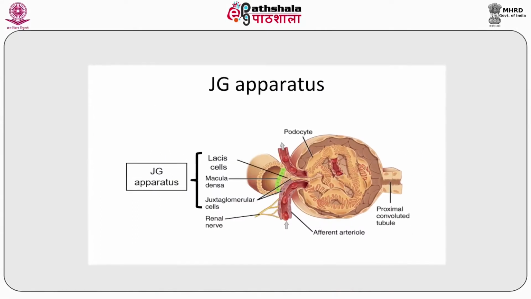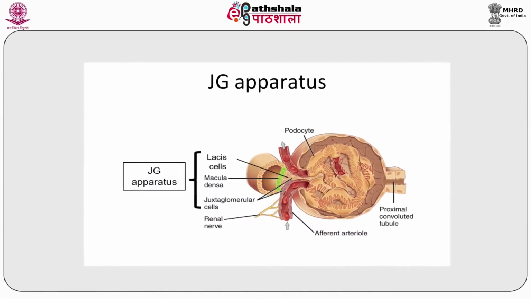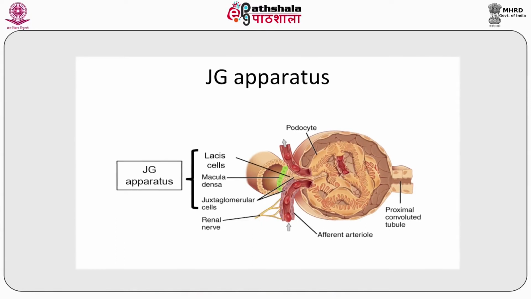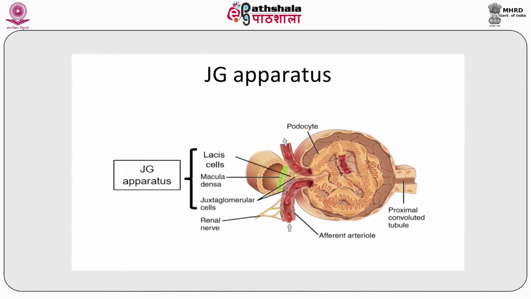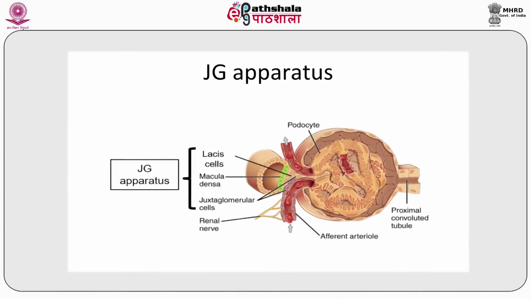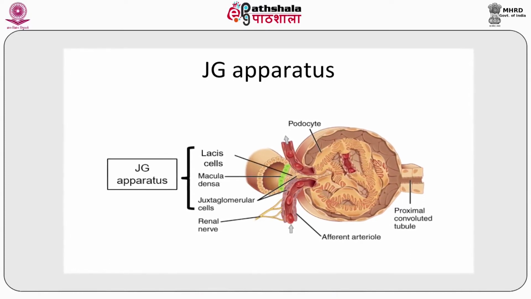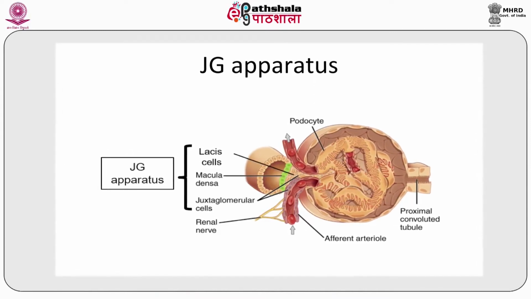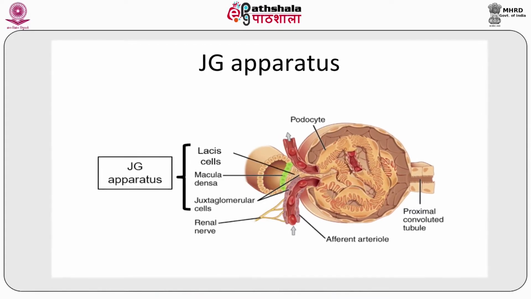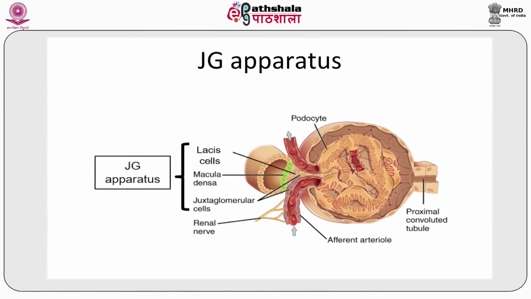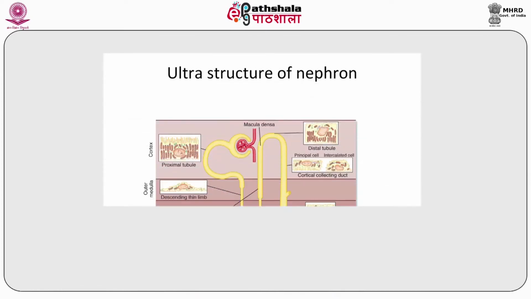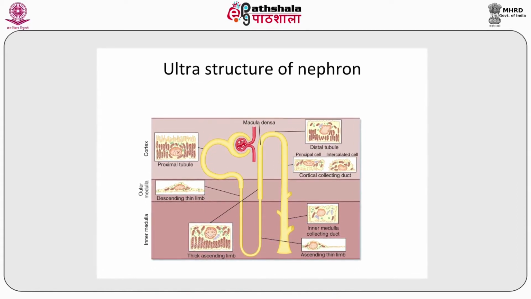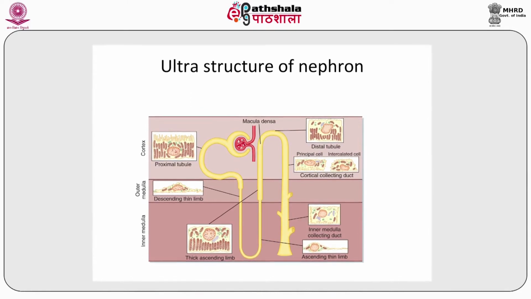There is a specific apparatus known as the JG apparatus, or juxtaglomerular apparatus. Specialized cells in the thick ascending limb close to the afferent arteriole are known as the macula densa. There are modified cells in the afferent arteriole adjacent to the macula densa known as the juxtaglomerular cells. The macula densa, near the Lacis cells, and the renin-secreting juxtaglomerular cells form the juxtaglomerular apparatus. If you see the ultrastructure of the nephron, you can find that different types of cells are present in the different components of the nephron, according to their function.